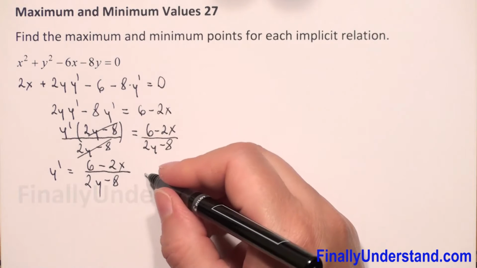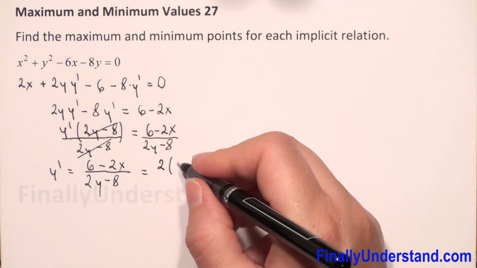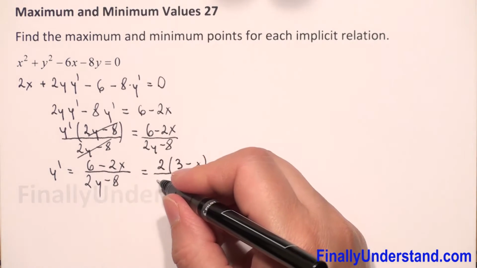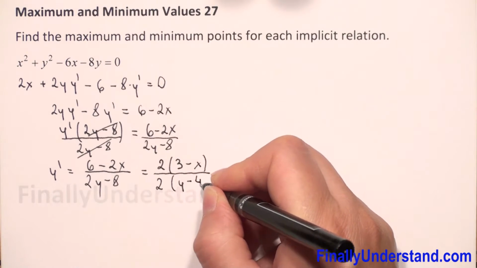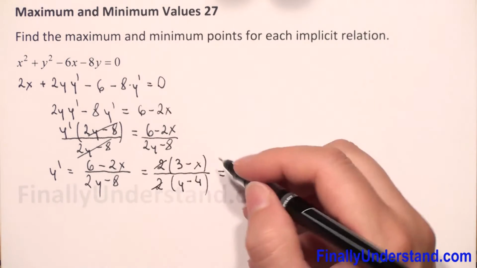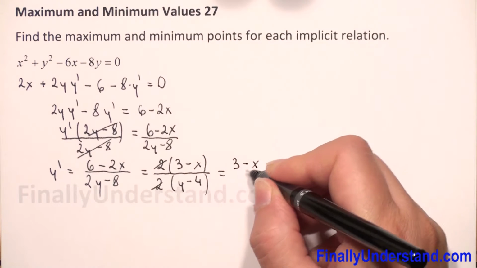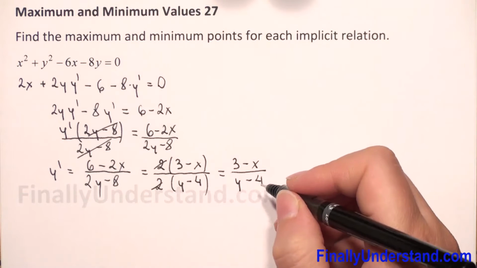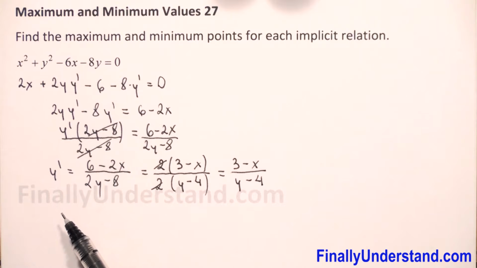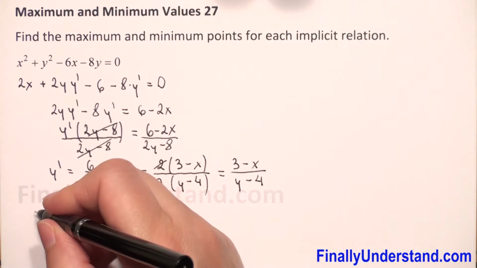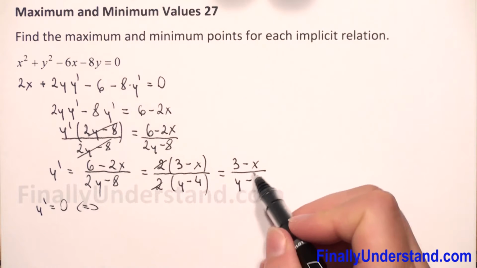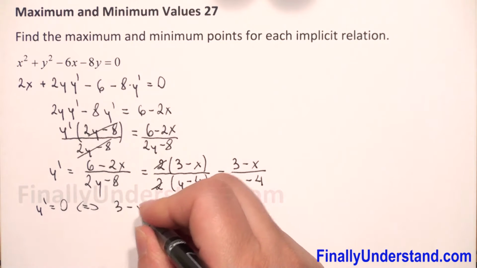We can factorize 2, so it will be 2 times (3 minus x), and the same in the denominator, we can factorize 2, so it will be (y minus 4). So 2 and 2 we can reduce, so we have 3 minus x in the numerator, and the denominator is y minus 4. We have the first derivative. Now we have to check when the first derivative will be 0. So y prime equals 0 if and only if the numerator is 0, 3 minus x equals 0.